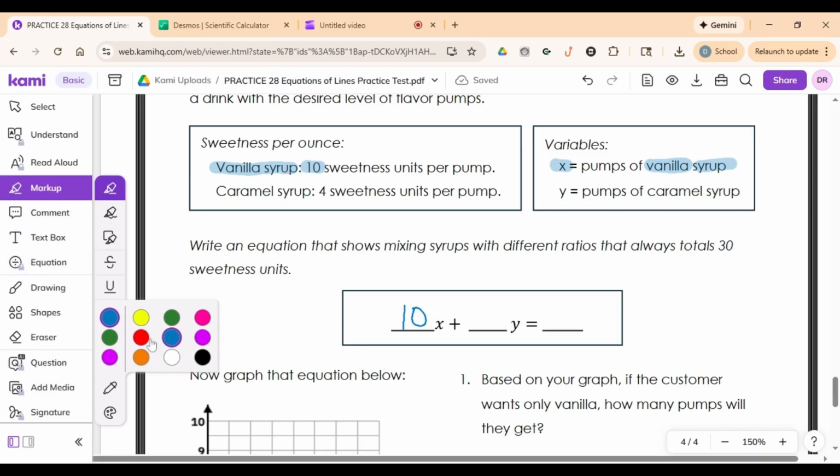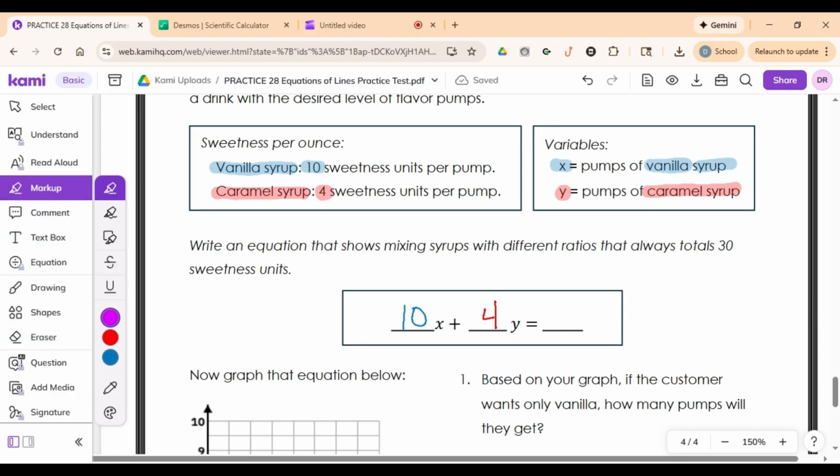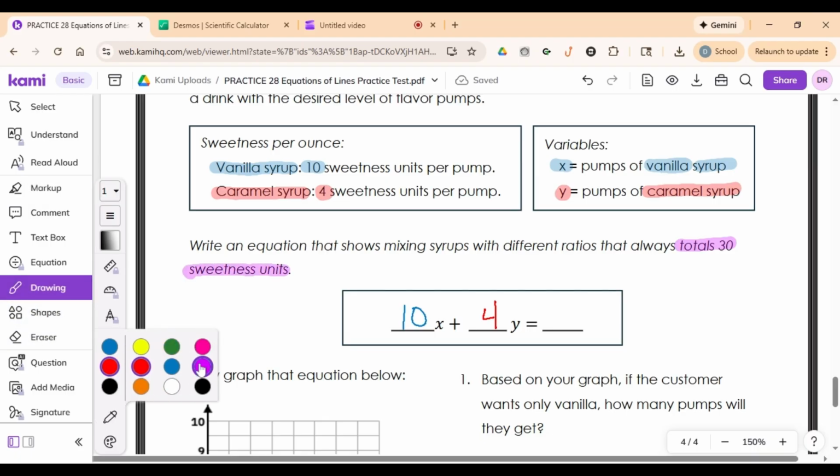After that, if we keep looking, we're told that Y is the number of pumps of caramel syrup. And we see over here again, caramel syrup has 4 sweetness units per pump. So with that letter Y, we'll put the number 4. At the end should be our total, and that total is represented here: how many sweetness units we have. So 30 is going to be that total that we're shooting for. That is the goal. That's the total amount that we want.